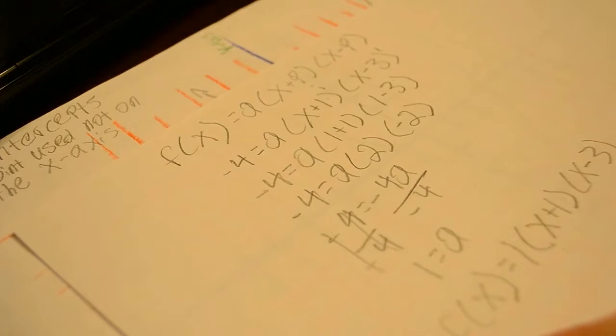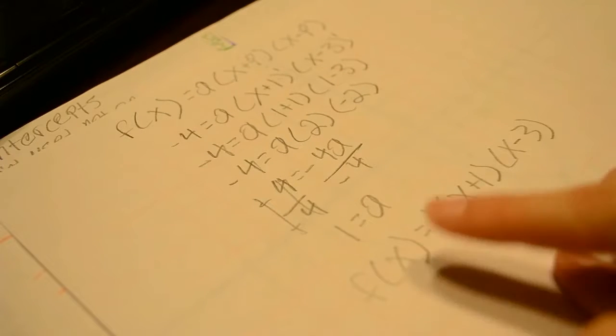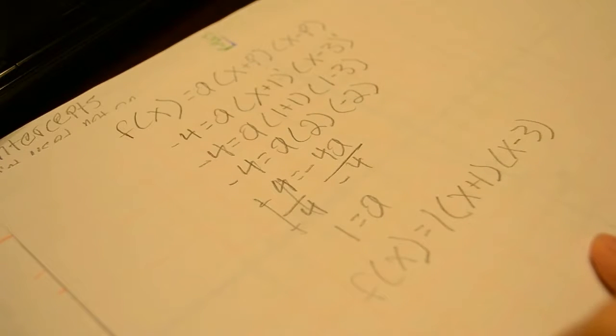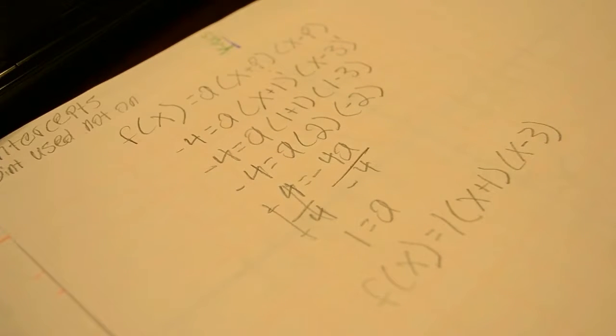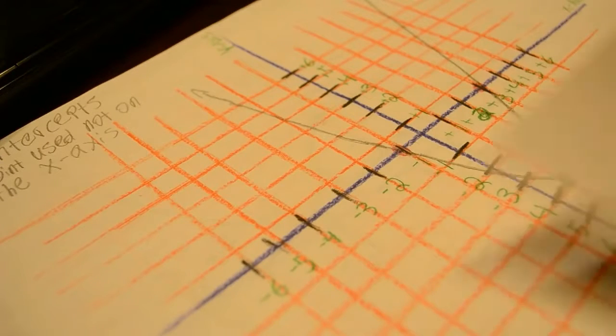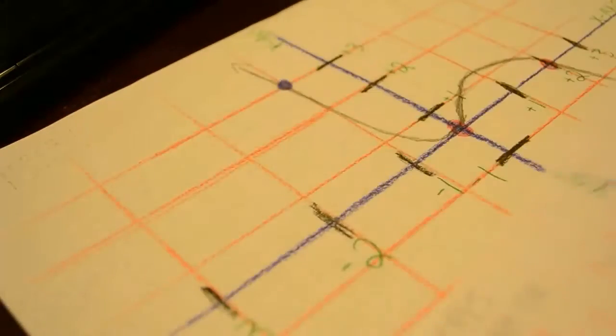So then you end up with the final equation of f of x equals 1, which is not necessary to put in there because it's just multiplying x plus 1 and x minus 3, to get voila. And yes, that is French, I apologize.